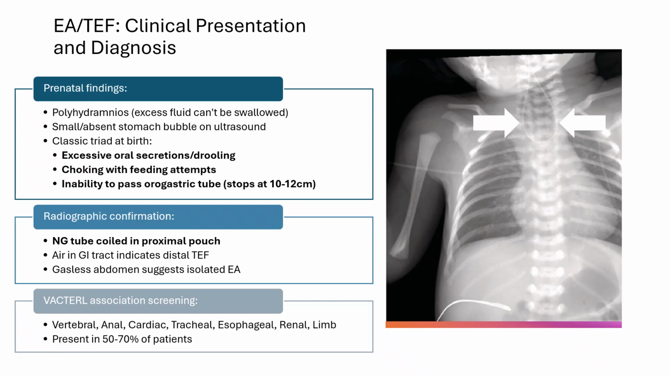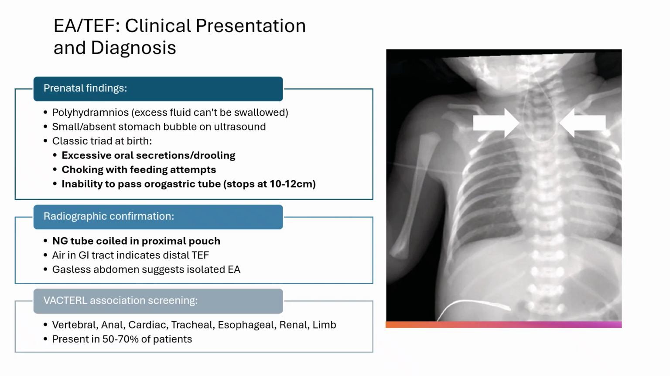EA and TEF typically announce themselves early, but recognizing the pattern helps you secure the diagnosis quickly and safely. Prenatal clues often provide the first hints. Polyhydramnios occurs because the fetus can't swallow amniotic fluid normally. There's nowhere for it to go with esophageal atresia. The small or absent stomach bubble on ultrasound reflects the same problem. These findings should raise your suspicion, but they're not diagnostic by themselves.